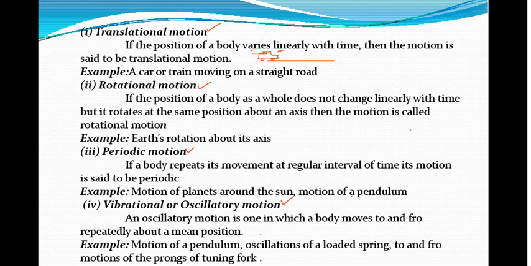So rotational motion means the movement of a body with respect to its own axis, and that is called rotational motion. So it rotates at the same position about an axis. For example, the Earth's rotation about its axis, or the spinning of a top with respect to a particular axis. So that comes under rotational motion.